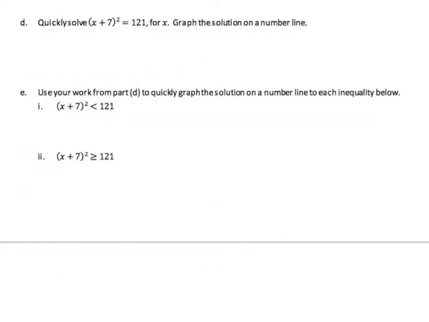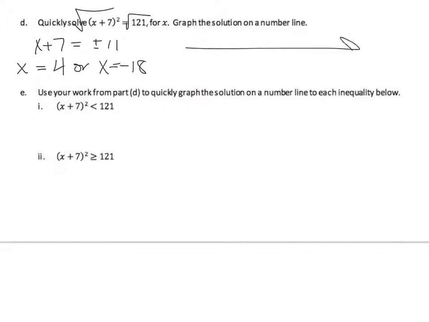All right, quickly solve the equality x plus 7 quantity squared equals 121. If I take the square root of both sides, I get x plus 7 equals plus or minus 11. So if I subtract 7 from both sides, I get x equals 4 or x equals negative 18. Two dots, lots of tick marks in between.